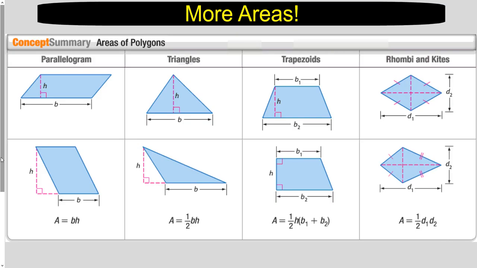Here's kind of a summary sheet of the 4 shapes we've discussed so far: parallelograms, triangles, trapezoids, and then rhombi and kites together. We have the formulas for area listed for each of these and a couple different pictures for each one, kind of showing the different circumstances. So parallelogram with the height inside versus the height outside the parallelogram. A triangle with the same scenario, height inside, height outside. Trapezoid, where the height is inside, and then a trapezoid where the height is actually one of the sides, and then a rhombus and a kite.